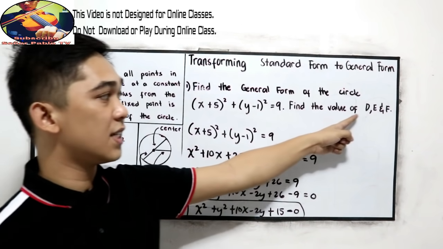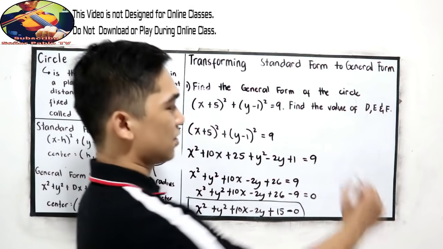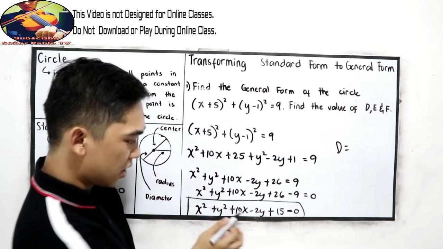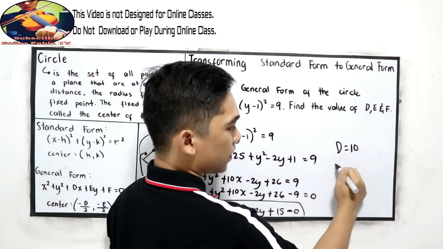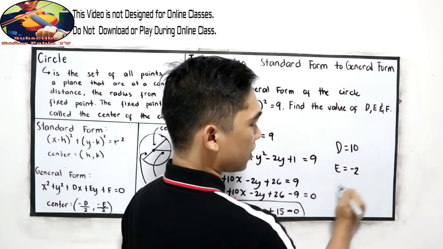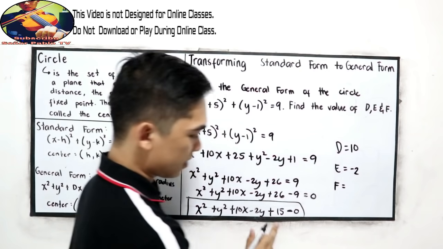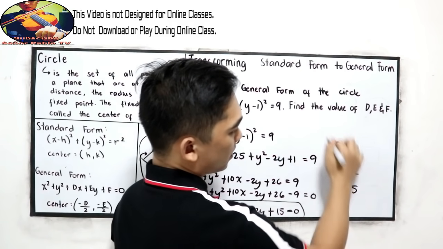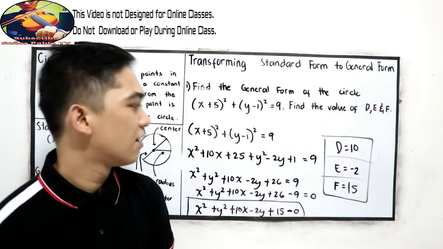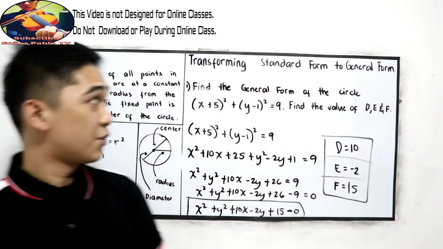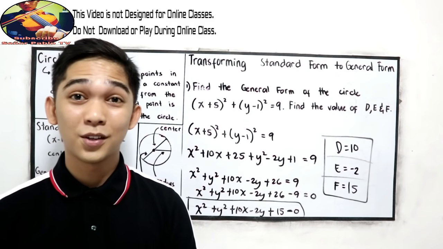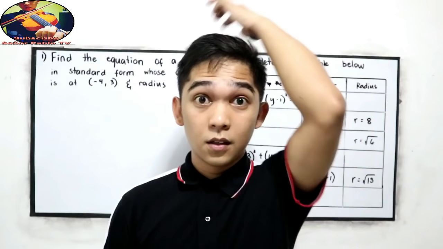Find the values of D, E, and F. So our D is equal to 10, E is negative 2, and F is 15. Okay, that is transforming standard form to general form.